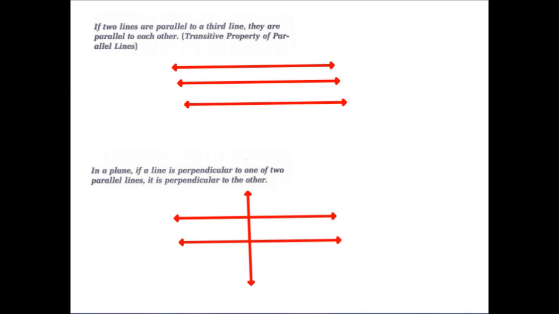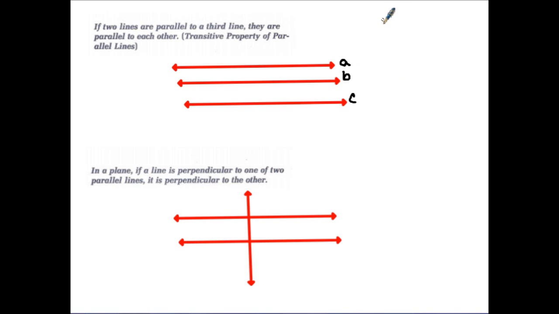And here's our last 2 theorems. If 2 lines are parallel to a third line, then they're parallel to each other. It's kind of like the transitive property of parallel lines, and you can call it such. So let's label these parallel lines here. Let's label them A, B, and C.